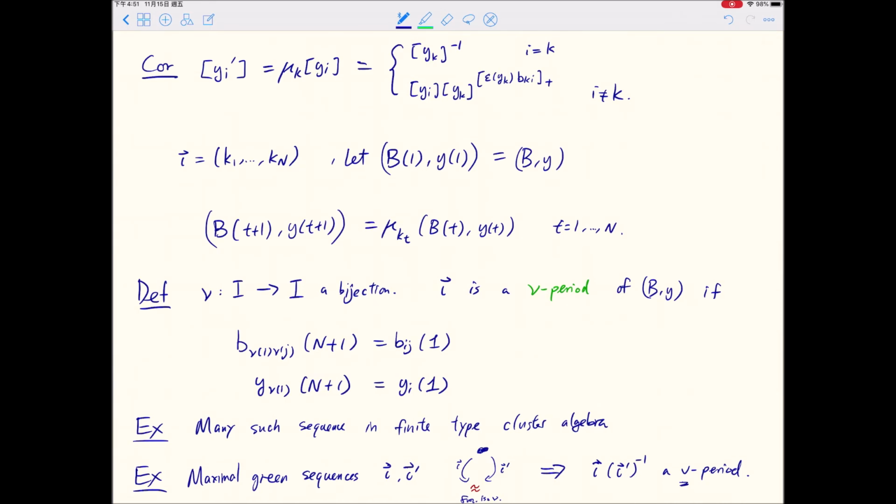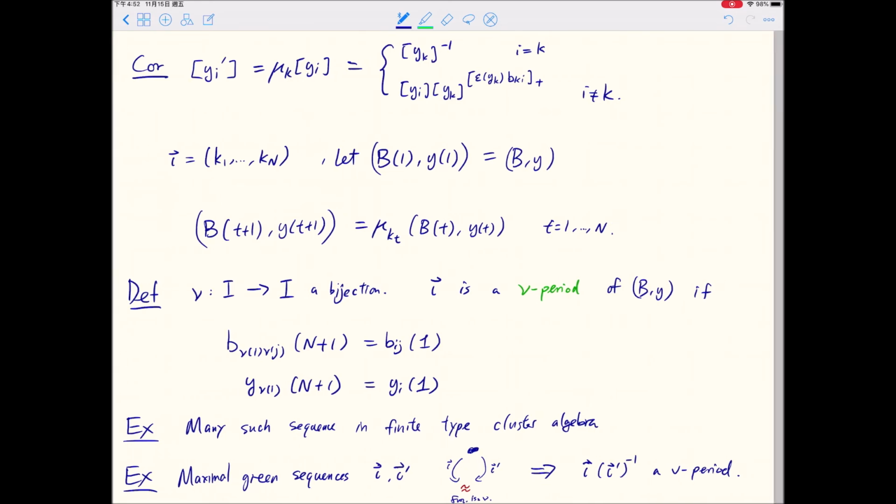So the maximal green sequences that we learned last class will tell us many examples of nu-periods, and nu-periods can be used to define dilogarithm identities. So first of all, we have a result that a mutation sequence is nu-periodic if and only if the tropicalization of the seed is nu-periodic.